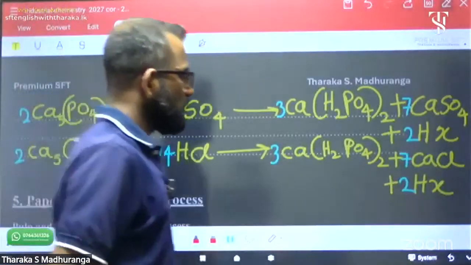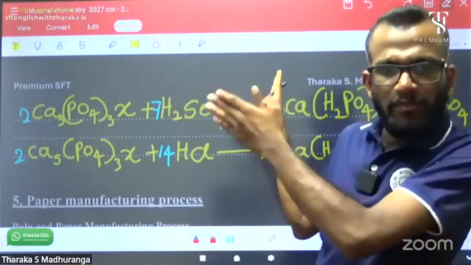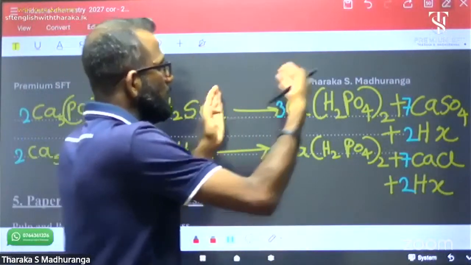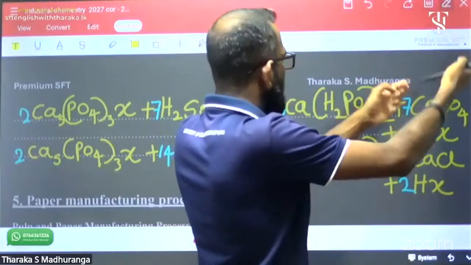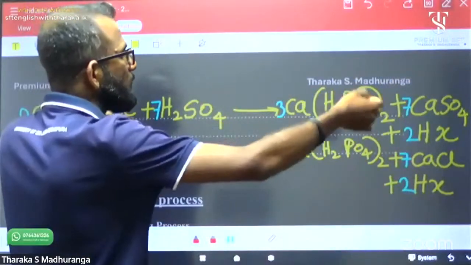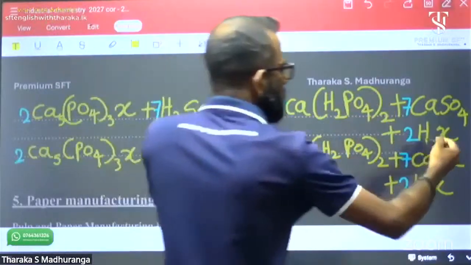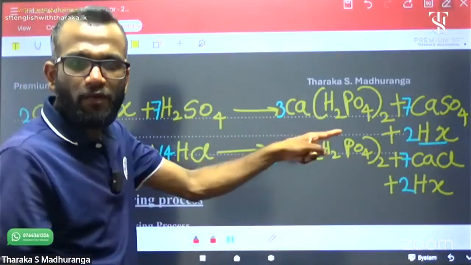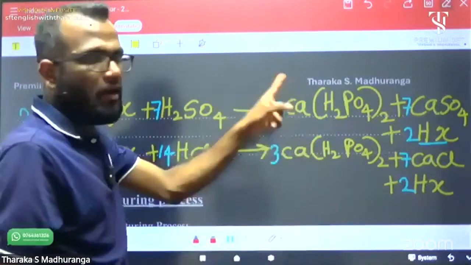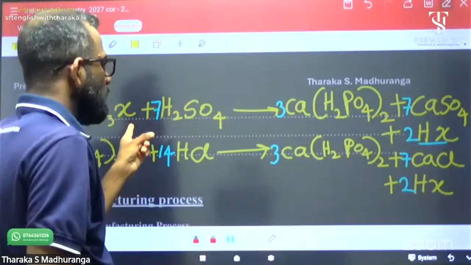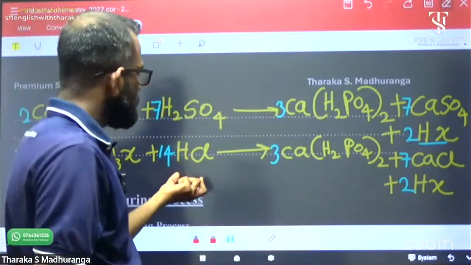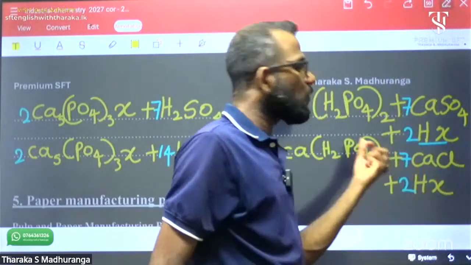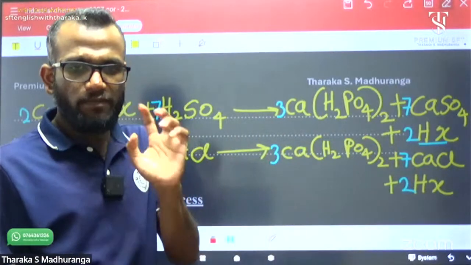Right. If you can remember just the chemical names, that is enough. Apatite plus sulfuric acid produces calcium hydrophosphate and calcium sulfate and whatever product, depending on what we use here: fluoro, hydrochlorine or whatever. Apatite reacting with HCl gives calcium hydrophosphate and calcium chloride. That is enough.